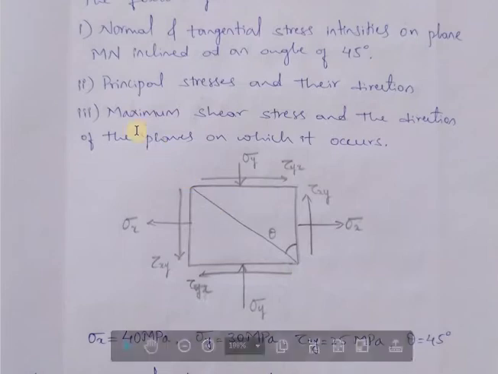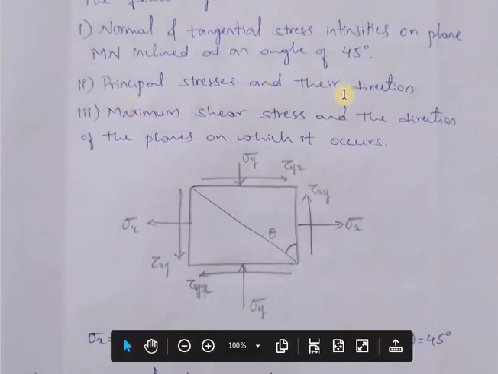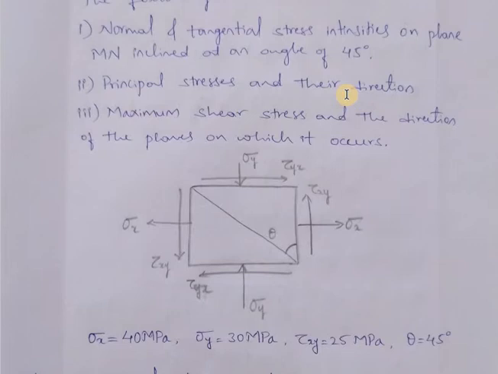So on this plane MN, we have to find the normal and the tangential stress intensities. The next one is principal stresses and their direction. So we need to find the intensity of the principal stress and its location. And already we have studied what is principal stress. It is the stress which is acting on a plane with zero shear stress. Such a plane is called a principal plane. The stress acting on that is called a principal stress. So we need to find such a principal stress intensity and its location.